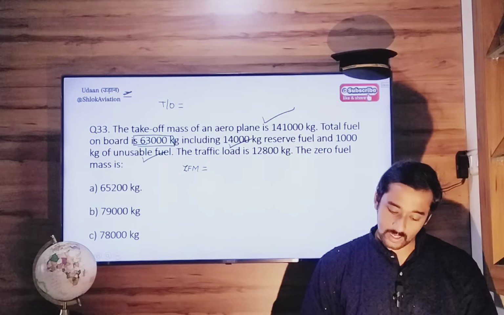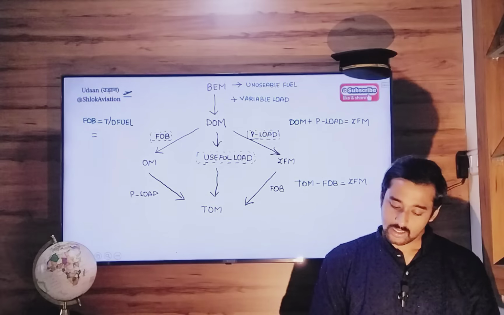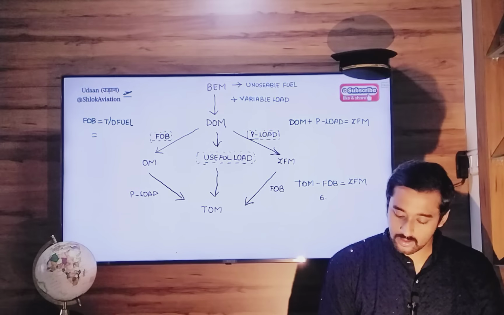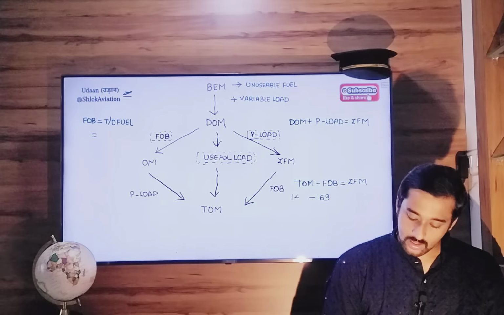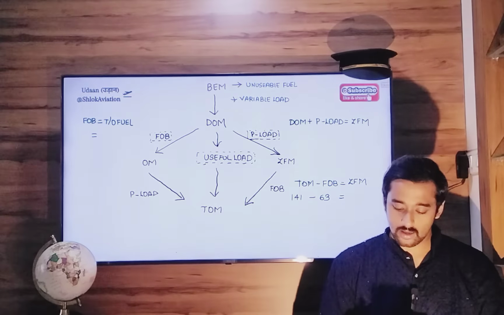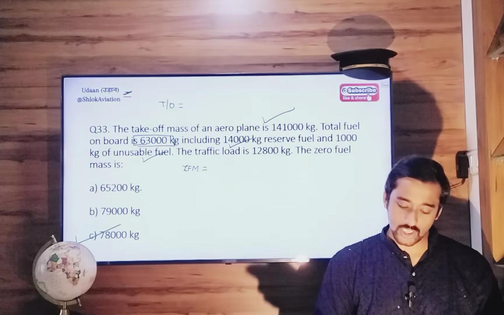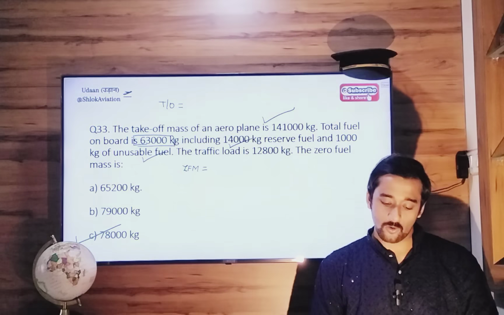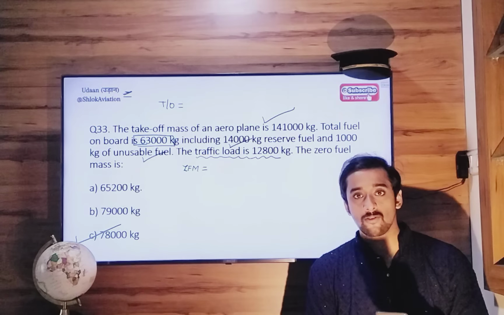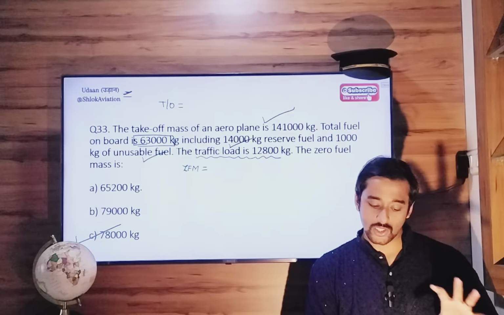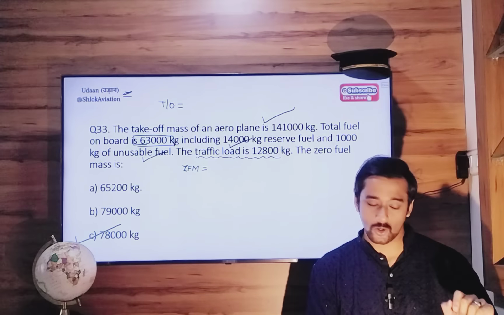It's given in the question as 63,000 and it is inclusive of reserve and unusable fuel. Fine. So we are going to use this 63,000 kg here, and takeoff mass is 141. So 141 minus 63 is 78,000. So the correct answer is option Charlie. 78,000 is the zero fuel mass. Now traffic load here is useless. Had they given us dry operating mass, we could have used dry operating mass and traffic load to find zero fuel mass.